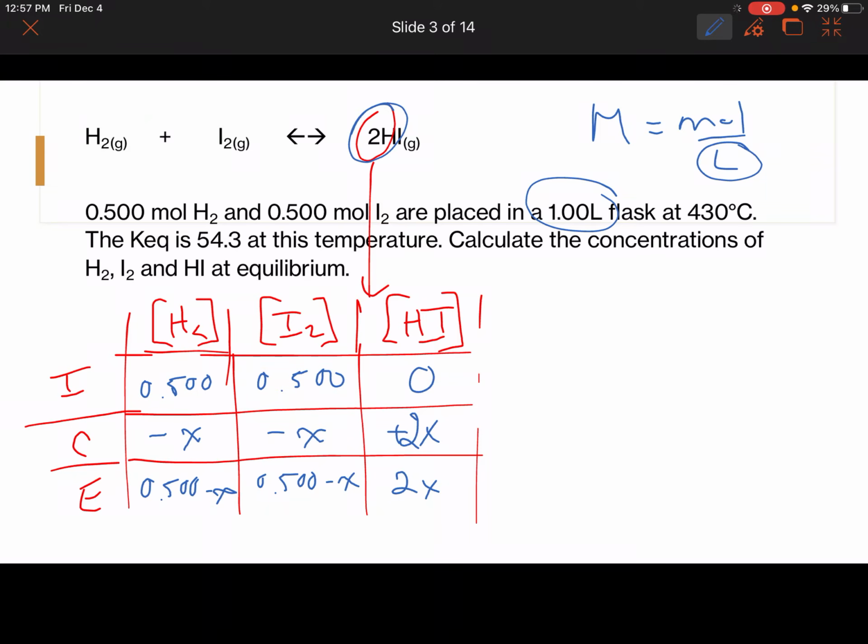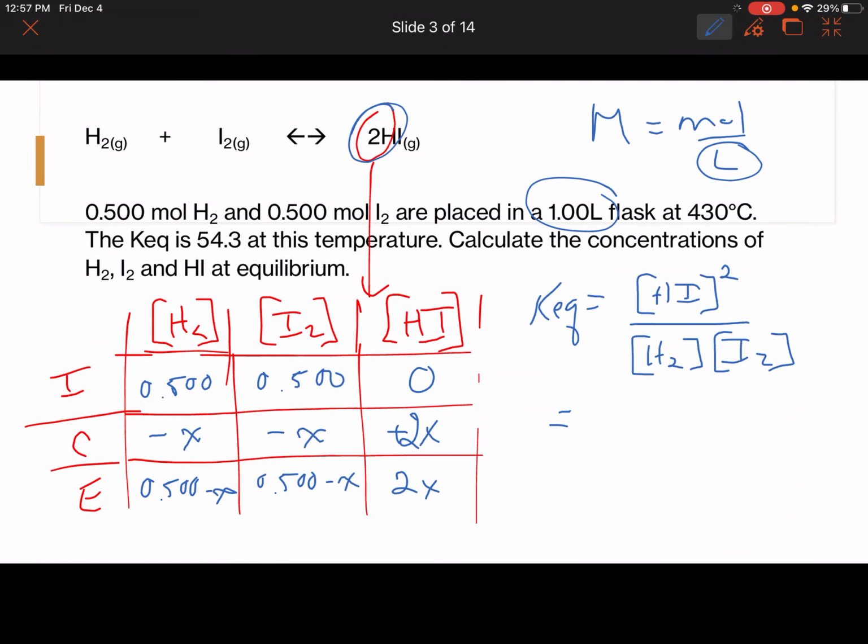So we're going to solve for x using KEQ. Now, remember, KEQ is going to be equal to the products over the reactants, right? So the concentration of HI, and then that's going to be squared because of that 2, the molar coefficient there. And I'm going to multiply that by the concentration of H2 multiplied by the concentration of I2. Now I'm just going to sub in values here. So KEQ, I know, hold on.